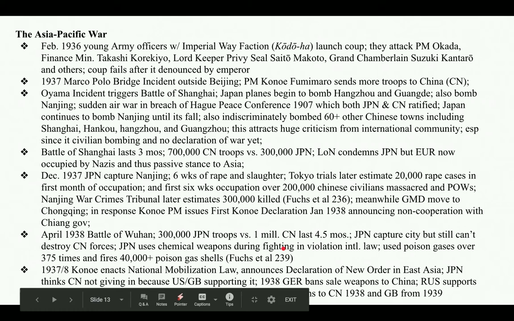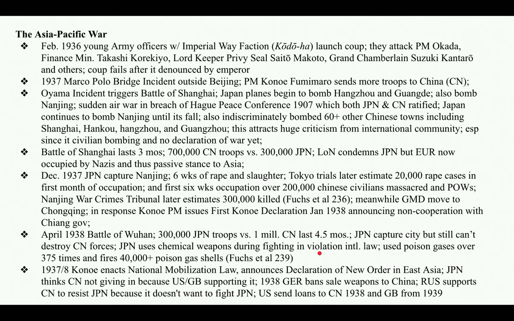Also in the Battle of Wuhan, Japan used chemical weapons during the fighting in violation of international law, firing poisonous gases over 375 times and firing 40,000-plus poison gas shells. Later in the same year, in 1937-1938, Konoe enacted the National Mobilization Law and announced the Declaration of New Order in East Asia. I'll talk more about that later.